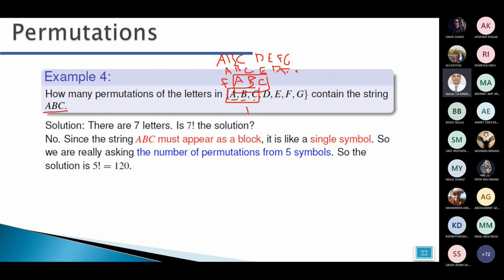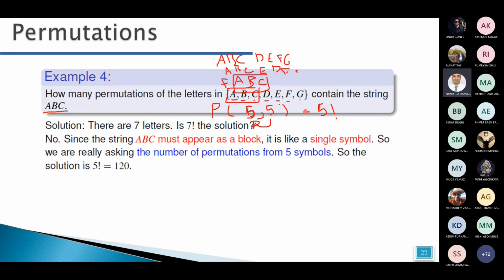So this is 1, 2, 3, 4, 5. So we have 5 and we need to make a string from these 5 in order. So it's selecting 5 out of 5 in order. So it's permutation for 5 out of 5. So it's equal to 5 factorial.